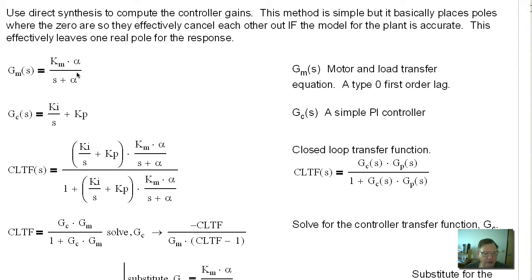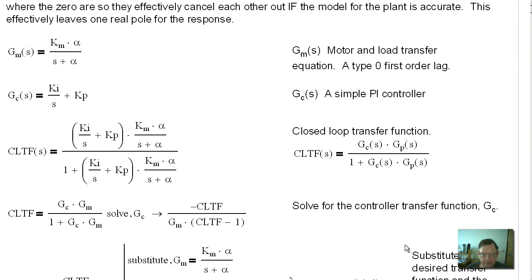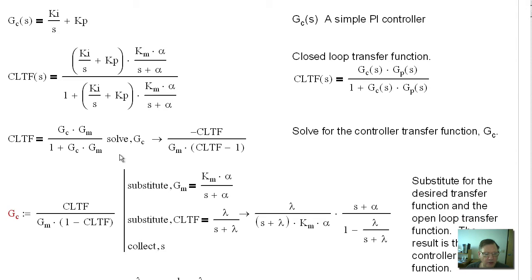And so to start with, again, I have my open loop model for the motor and load. This is the PI controller. And the closed loop transfer function, again, is in this form. And I need to do substitutions. So I substitute the controller gain here and here, and the open loop model here and here. And I simplify that. So now the closed loop transfer function is this.